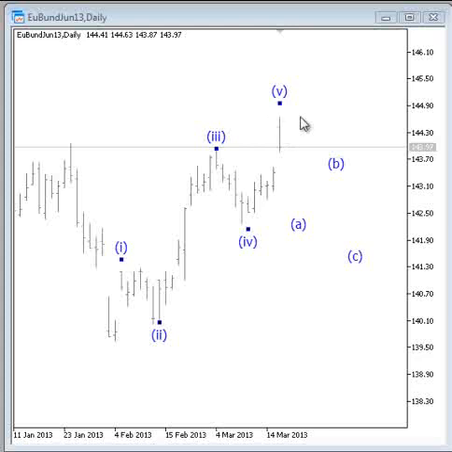Maybe this will not occur from current levels, okay. Maybe we'll see another move to the upside and then a three-wave fall, but the structures that I'm seeing right now suggest that euro weakness will continue, but that we will see some corrective bounce higher, okay. Now let's take a look also at the dollar index.